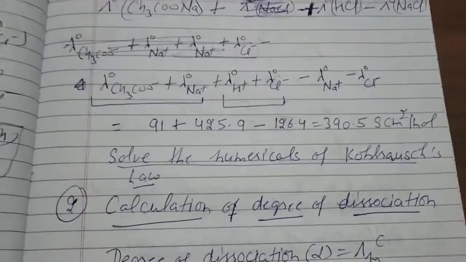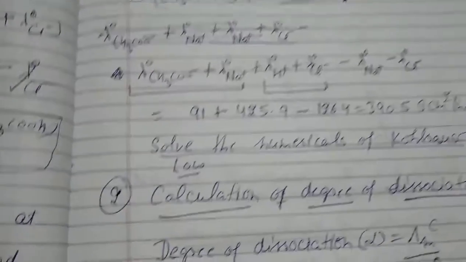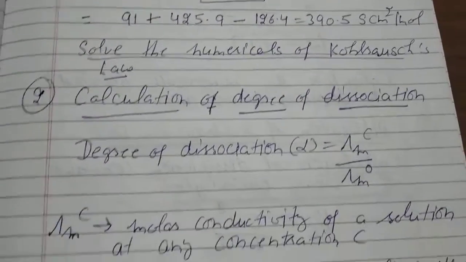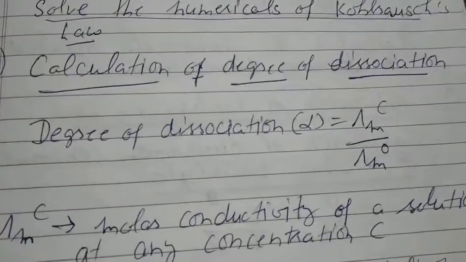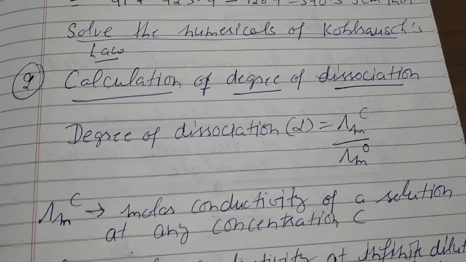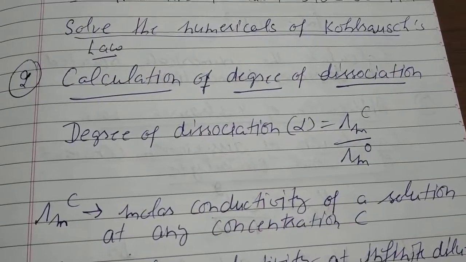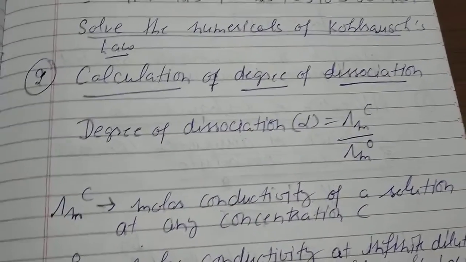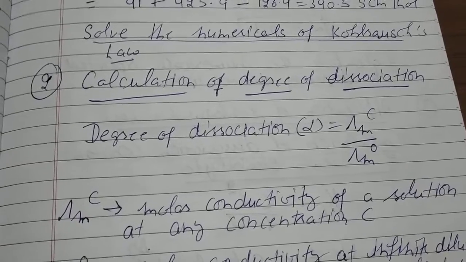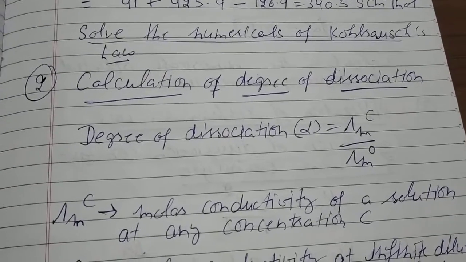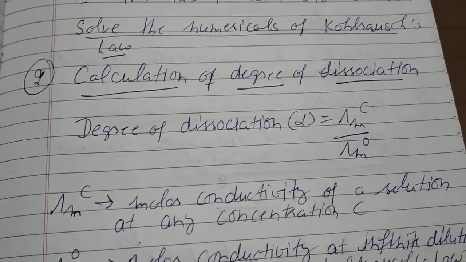So by use of this you can solve the numericals of Kohlrausch's law. Next is calculation of degree of dissociation. What is degree of dissociation? We have already seen the video on degree of dissociation: when we add water to a weak or strong electrolyte, the electrolyte will dissociate. How many molecules were dissociated? For example, 100 molecules we have taken in the starting, and how many are dissociated? That is called degree of dissociation.